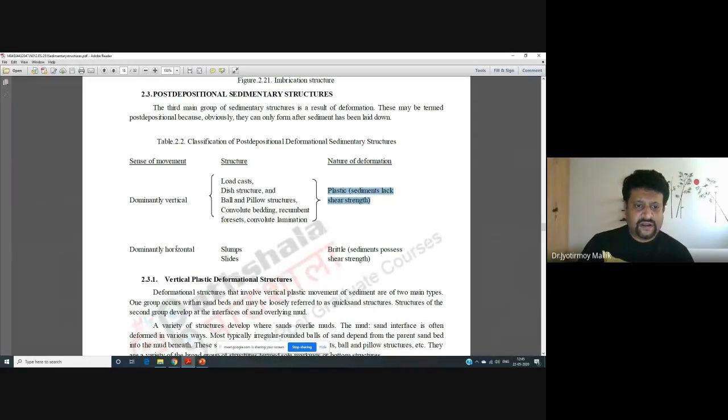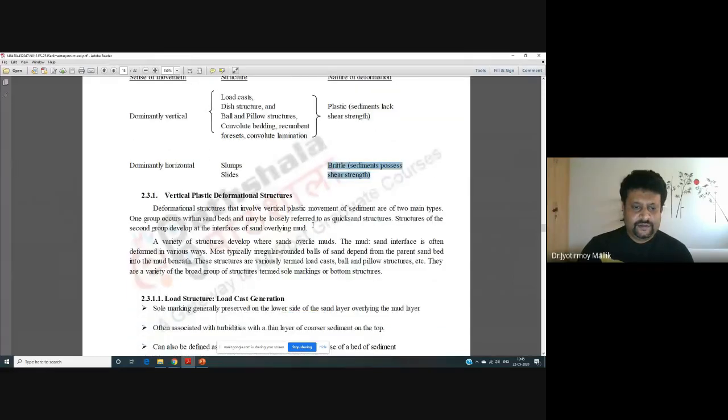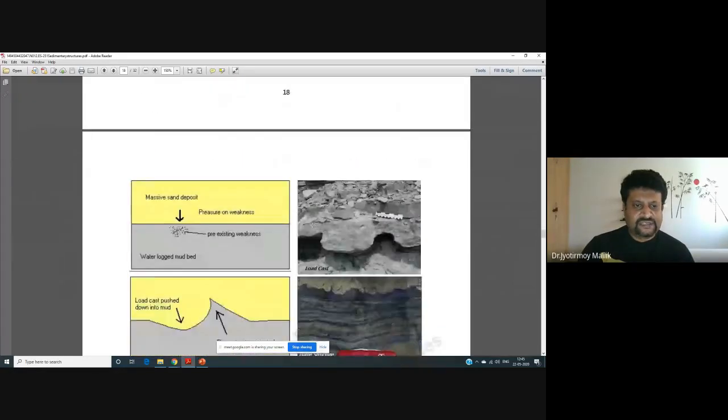And then, of course, we see slumps and slides, and they are a product of soft sediment brittle deformation, where the sediment has some sort of shear strength. Okay, as the earlier one is almost devoid of any cohesion, this has some sort of cohesion. Let us see some of those examples.